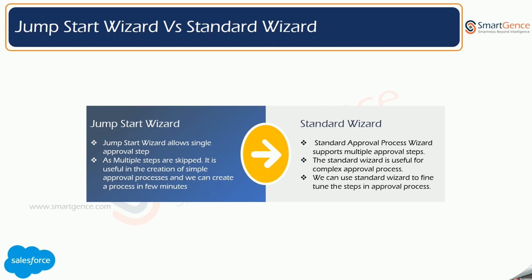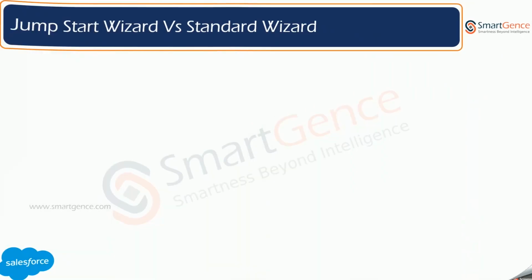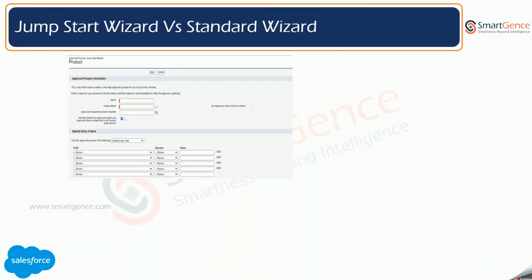And with the standard approval wizard, we will be able to fine-tune the steps in the approval process. For example, we have seen the approval actions and rejection actions and so on, right? That can be done only using the standard wizard and not with the Jumpstart Wizard. So basically, this is how the Jumpstart Wizard window would look. As you can see, we can just define the name and the criteria, and below that you'll be able to define who the approver is. It would be very simple, a one-step process, as we have seen in the presentation.